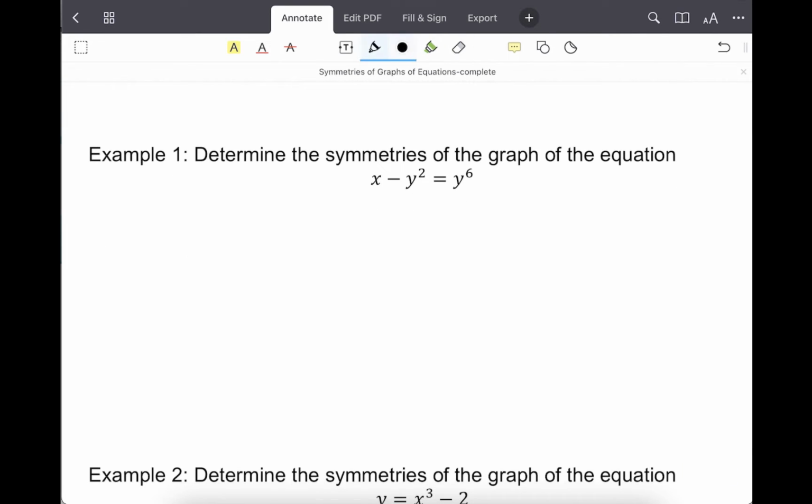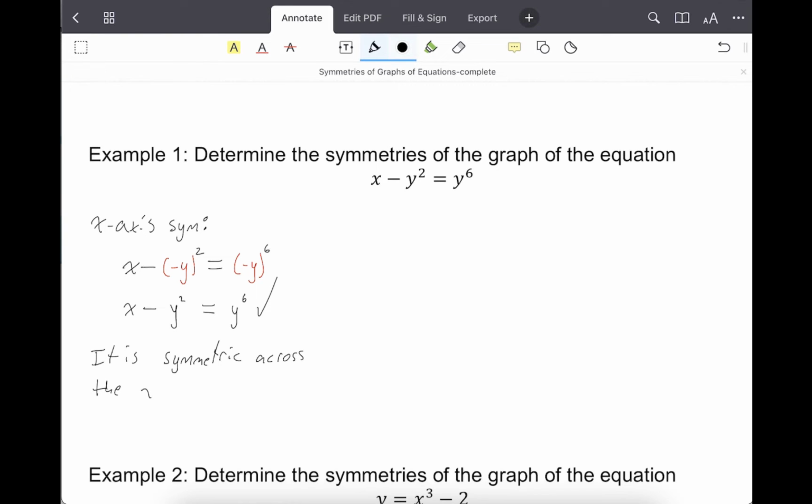To do this algebraically, we replace y with negative y, so x minus negative y squared equals negative y to the 6th. When we raise a negative to an even power, we get the same thing but positive. So this is just y squared, and this is y to the 6th. And we get the same exact equation, so it does have the x-axis symmetry. So I'll say it is symmetric across the x-axis.